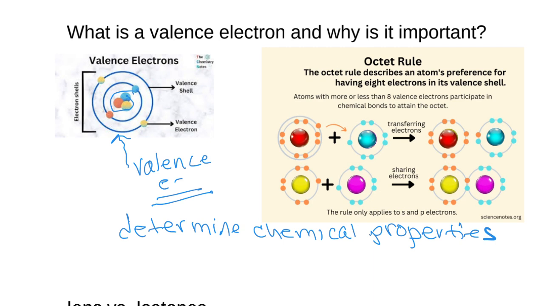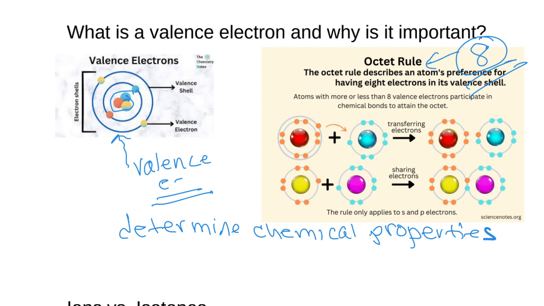Now, there is something called an octet rule. Remember that octet means 8. 8 is octo, okay? It basically states that in the outermost shell, in all shells actually, except for the very first one, atoms really want to have a full outer shell. And a full outer shell is 8 electrons. And so it is going to bond based on this octet rule.